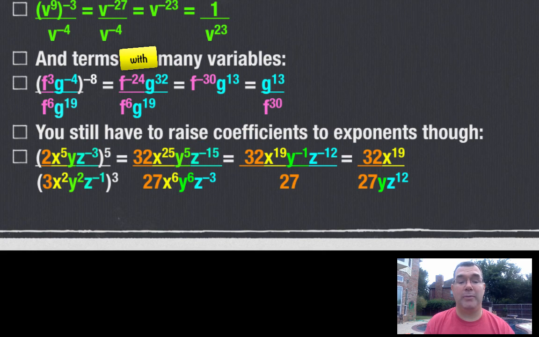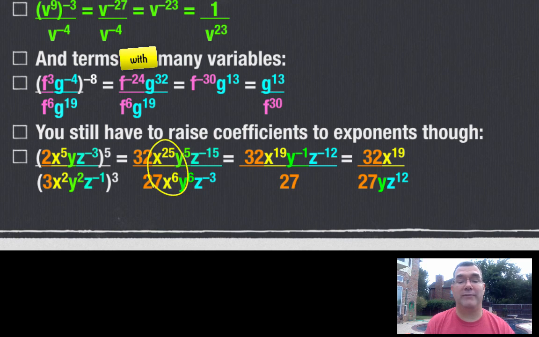Then looking at the bottom, 3 to the 3rd is 27. x squared to the 3rd is x to the 6. y squared to the 3rd is y to the 6. And z to the negative 1 to the 3rd is z to the negative 3. Okay, so now I can't divide the 32 and the 27 because they have no common factors. So I'll leave the 32 on top and the 27 on the bottom.